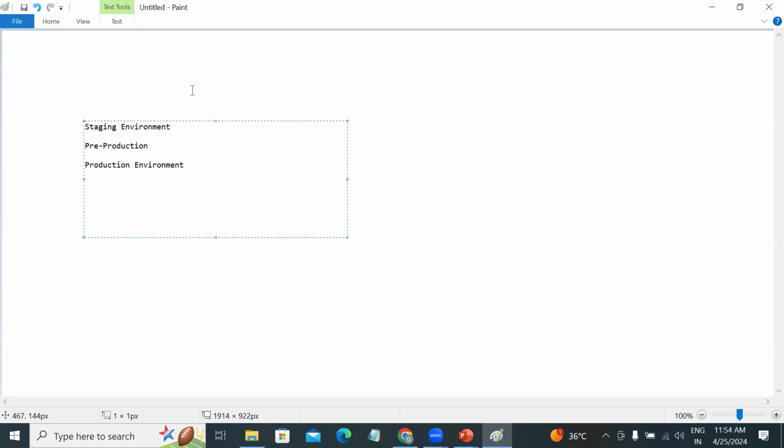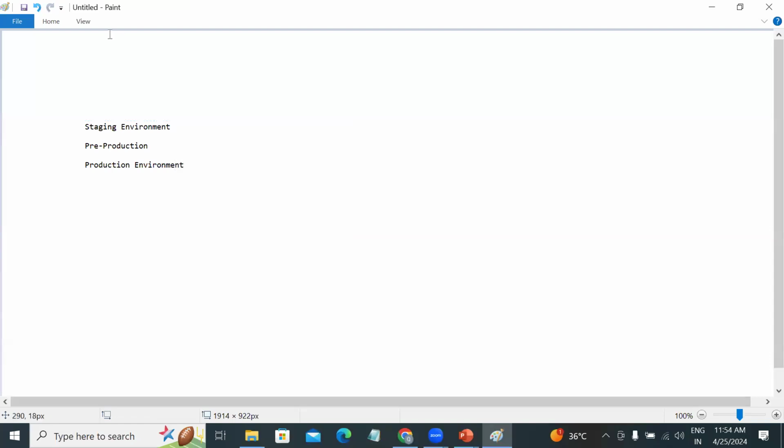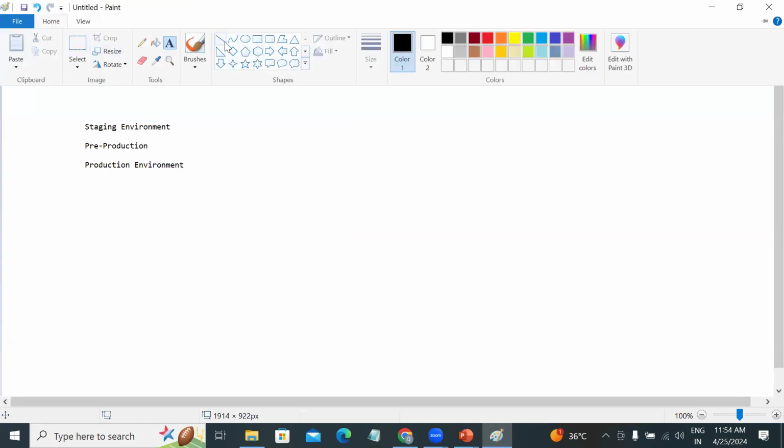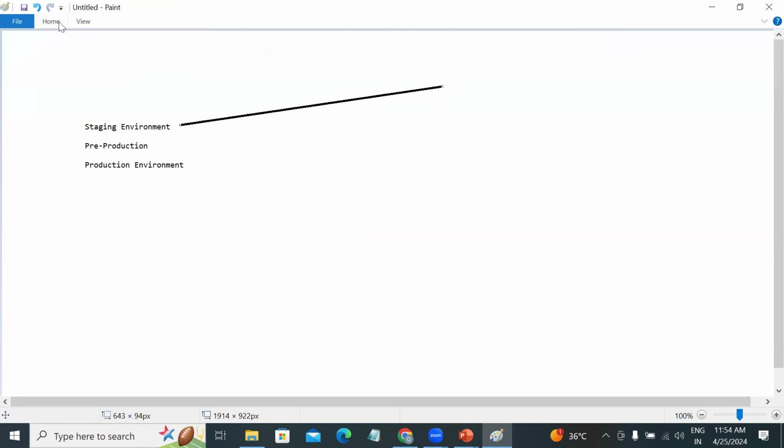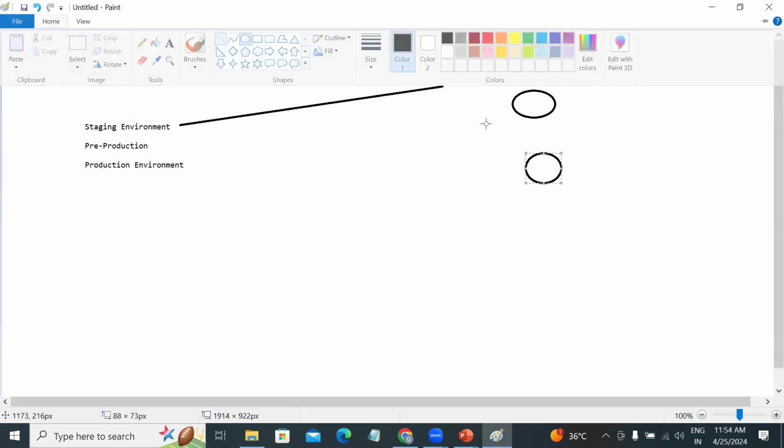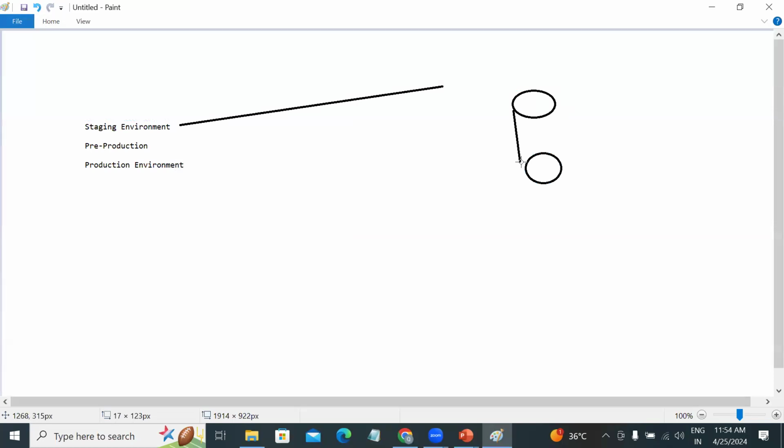Now, the environment has a database. Staging has one database, and then pre-production and production have their own. Software development and testing will be done in staging only. So they will maintain three types of servers.